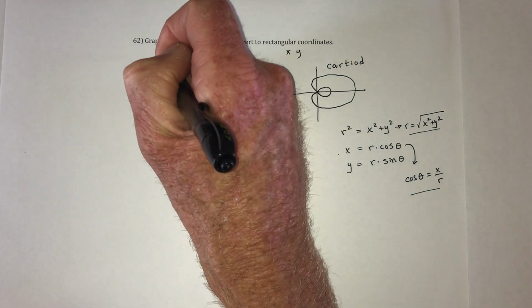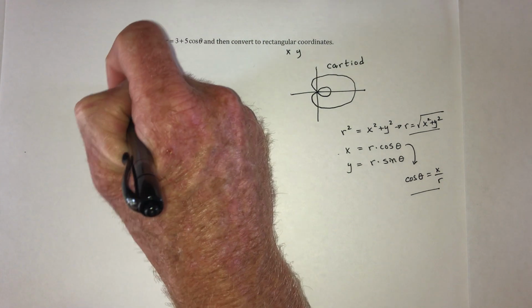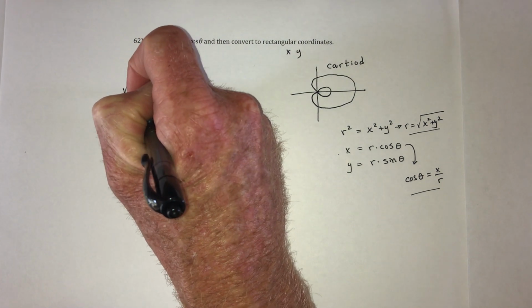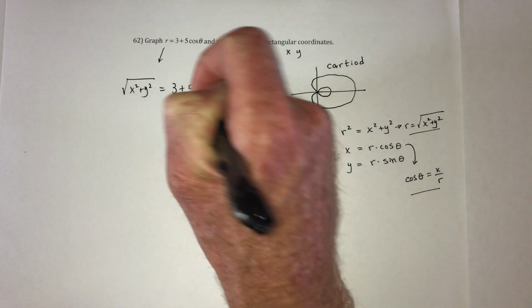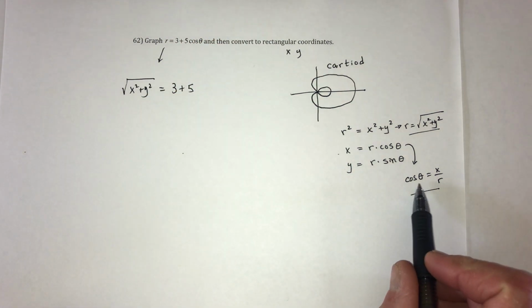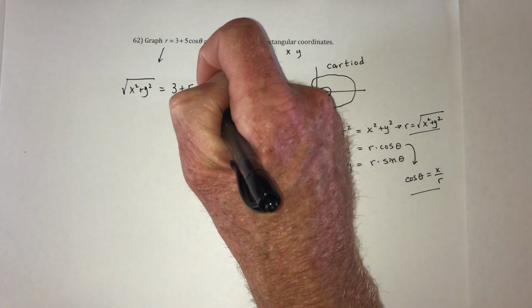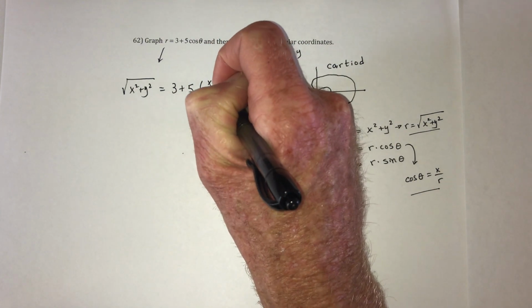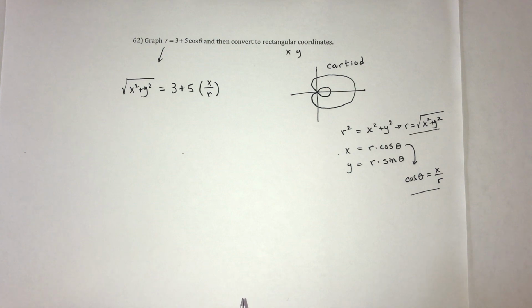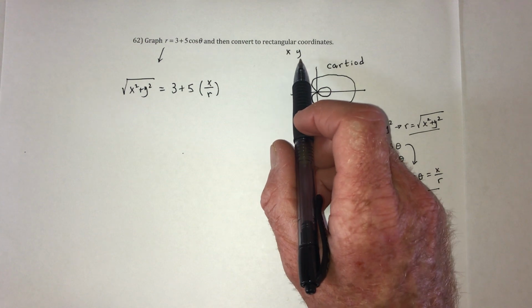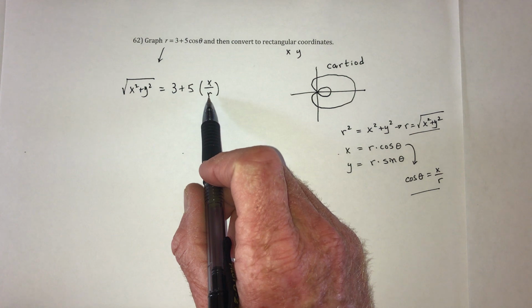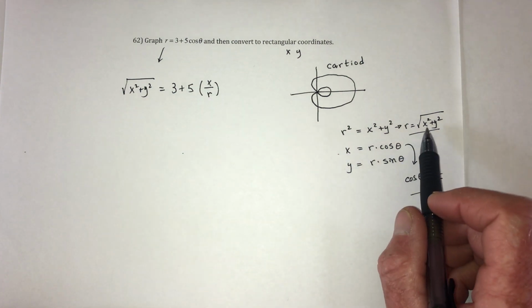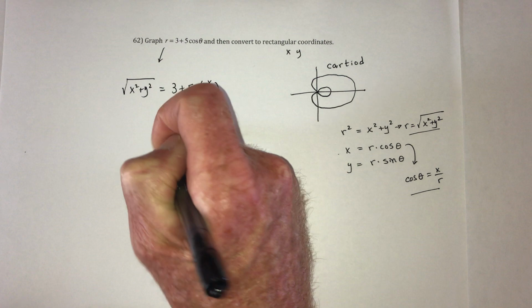So replace the r with the square root of x squared plus y squared. And then it would be 3 plus 5, and then replace cosine with x over r. Well, we're almost done, because changing it to rectangular coordinates means it only has x and y. So it's not supposed to have this r. So I need to replace that r with the square root of x squared plus y squared as well.